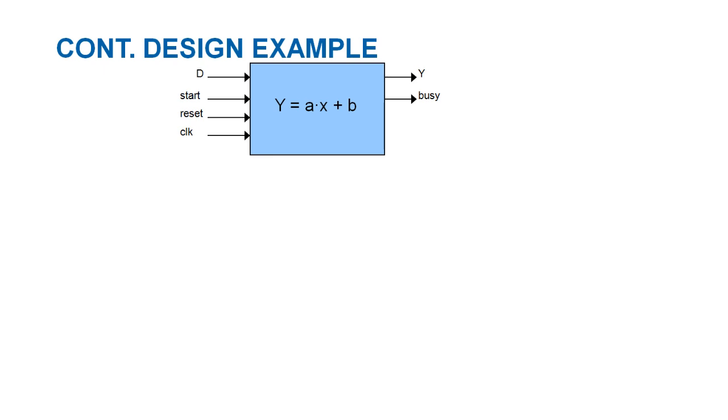So here is the design, a function y which can be implemented as a times x plus b, and then here is the interface to this function where we have D on the inputs as the input data signal, input control signal start, input control signal reset, and the clock signal CLK, the output data signal Y, and then the output control signal busy is available. These are the signals that are available on the entity of this implementation.